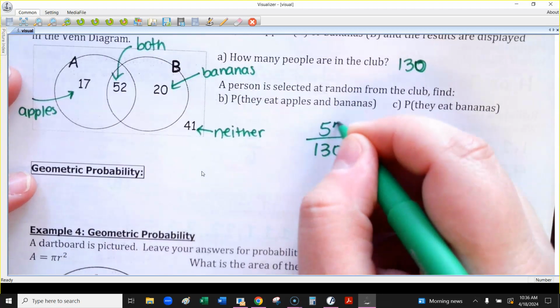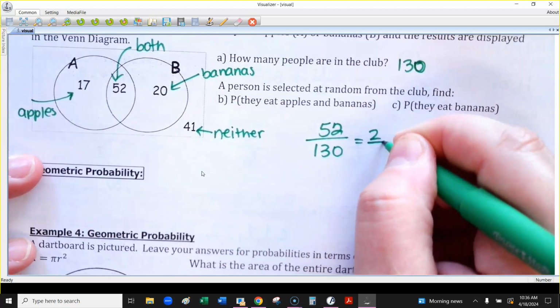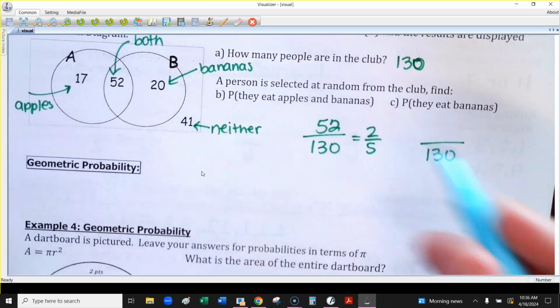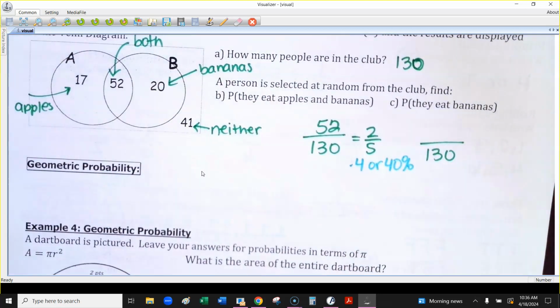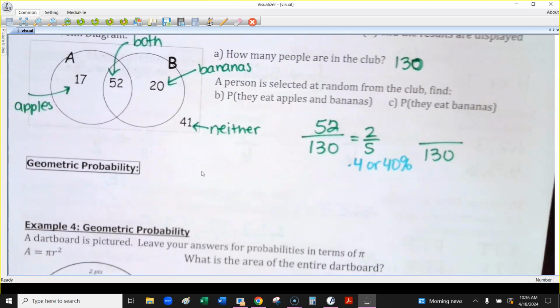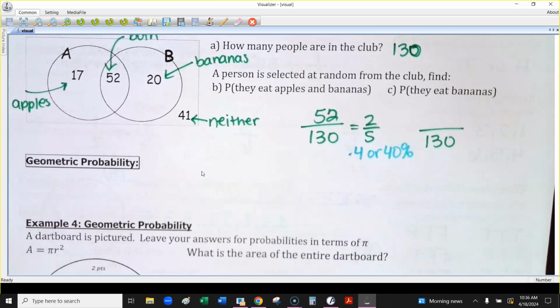All right, let me see. I know I can reduce that. So this is, oh, it's actually 2/5. So as a decimal, it'd be 0.4, or if you want to do a fraction or a percentage, it's 40%. Okay, this is kind of tricky. How would you determine the number of people if I randomly selected out of this 130? How many people eat bananas? How would you figure out the probability there? What do you think?